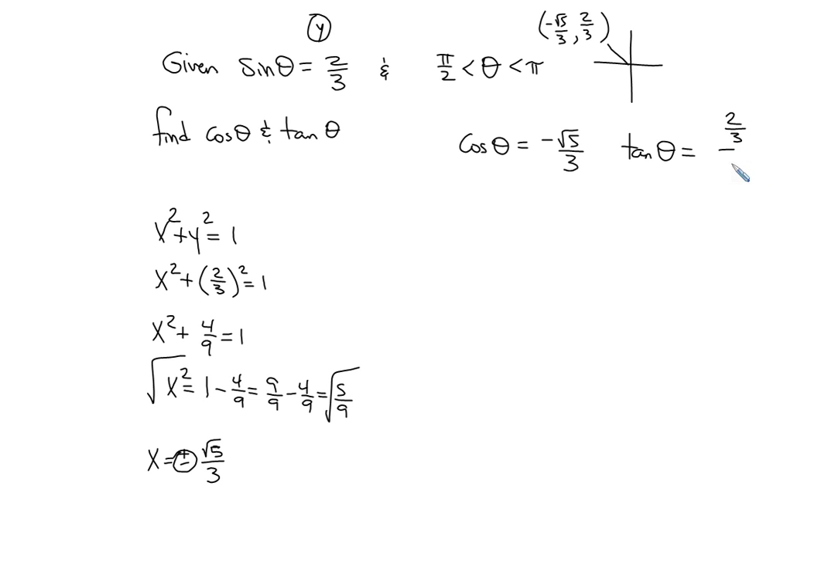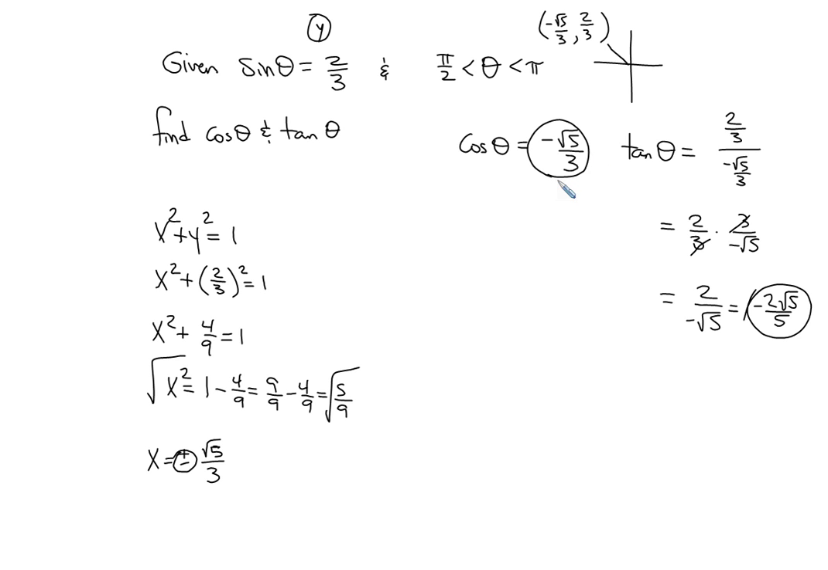Exactly. 2/3, y, divided by negative rad 5 over 3, which is x, but we don't divide with fractions. Multiply by the reciprocal. Very good. So that's going to be 2 over negative rad 5, which is going to become negative 2 rad 5 over 5, is correct. So do you guys see how those work? That's one way to do the problem.